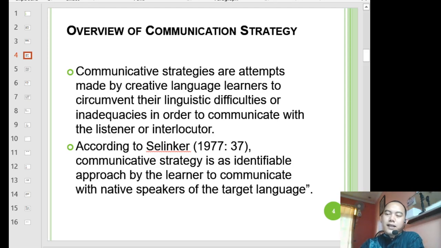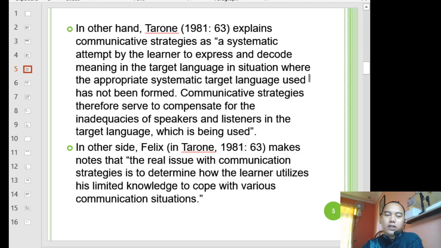It was Selinker, 1977, who first used the term communicative strategies or strategies of second language communication to refer to one of the processes that is responsible for producing interlanguage errors. He defined communicative strategy as an identifiable approach by the learner to communicate with the native speakers of the target language.